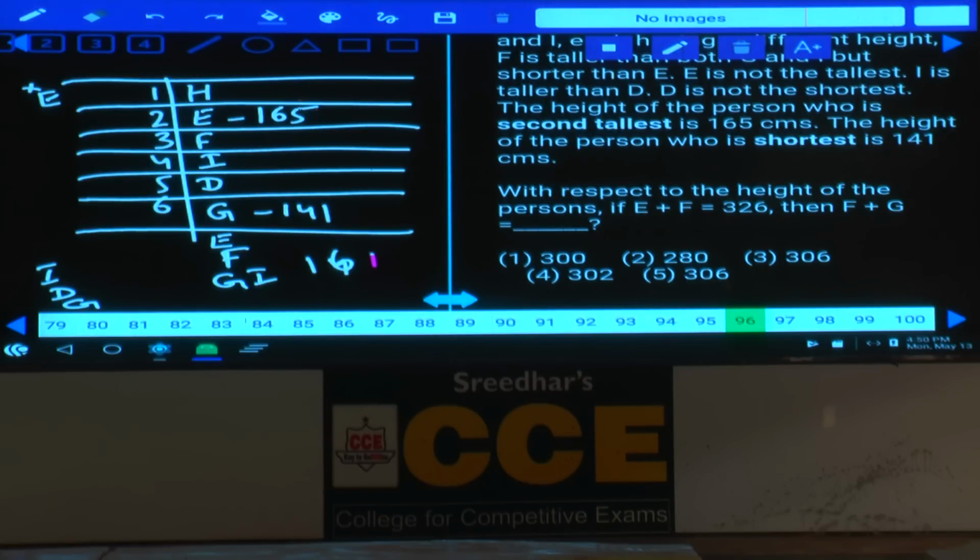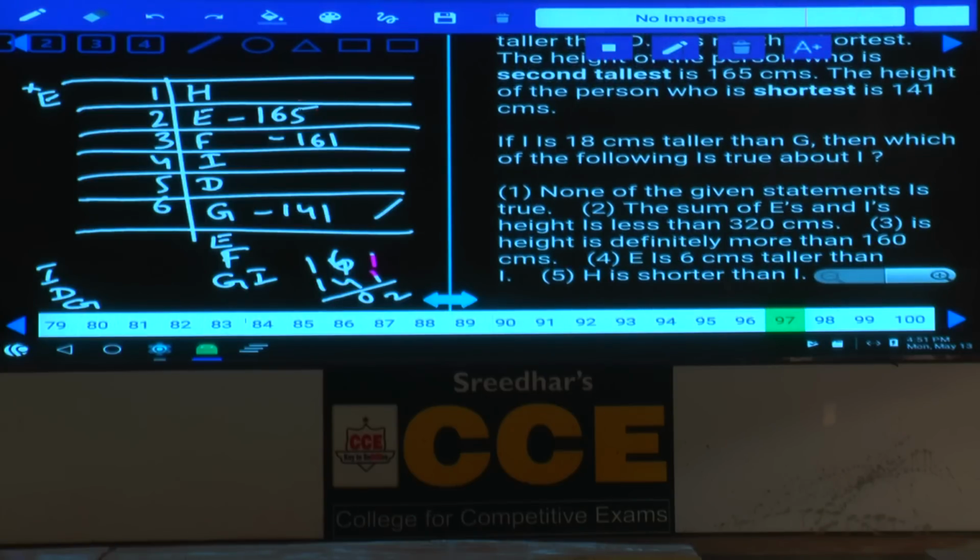F is 161. If F is 161 and E is 165, then what is F plus G? F is how much? 161 and G is 141, hence the sum of these two is 302, choice 4.